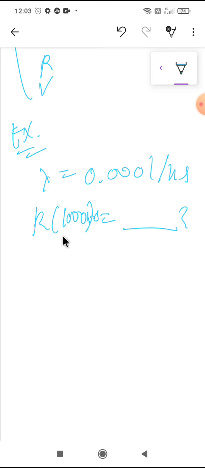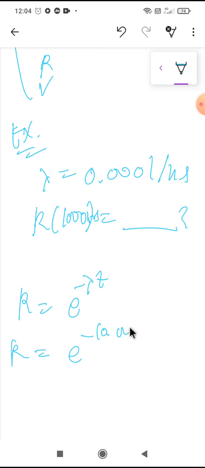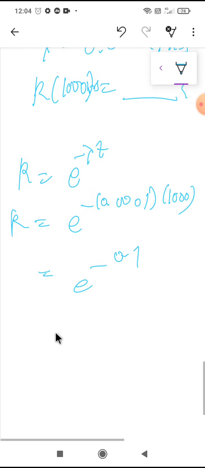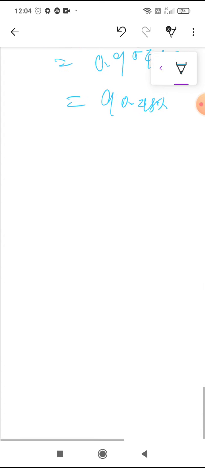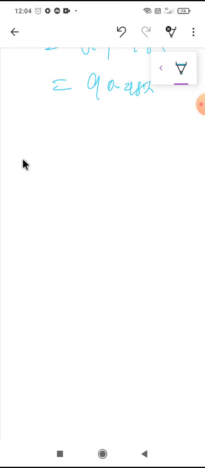So your failure rate, lambda, is given. Reliability is e raised to minus lambda t. So our reliability will be e raised to minus 0.0001 into 1000, which is e raised to minus 0.1. So the reliability will be equal to 0.9048, so our reliability is 90.48%. This is a simple example. The second example we'll see.